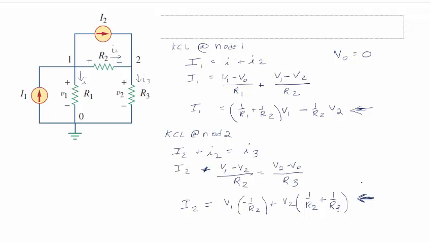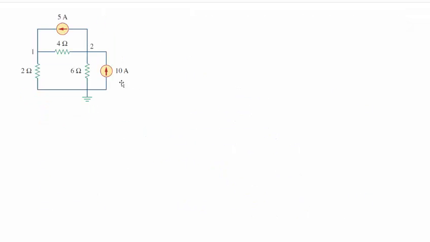Actually, before I go on to my numerical example, once I solve these 2 equations, I find out what V1 is. It'll be some voltage, and I'll find out what V2 is. It'll be some voltage. And then since I know the voltages at 1 and 2, I can go back and solve for the other currents, I1, I2, and I3, from these relationships. And then the circuit is completely analyzed. Okay, so now let's do a numerical example.